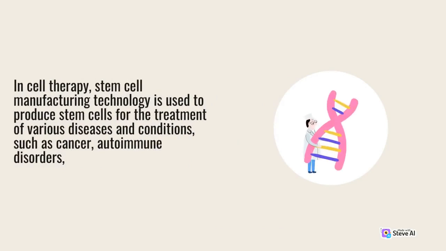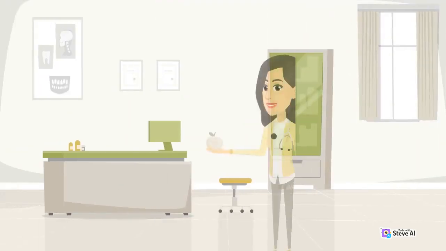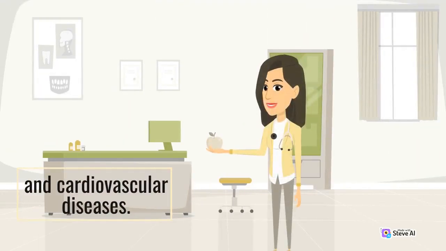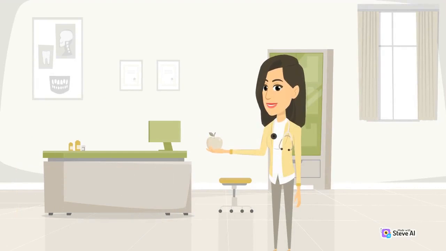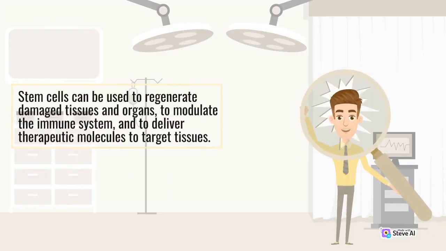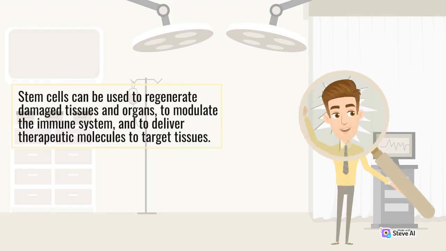In cell therapy, stem cell manufacturing technology is used to produce stem cells for the treatment of various diseases and conditions, such as cancer, autoimmune disorders, and cardiovascular diseases. Stem cells can be used to regenerate damaged tissues and organs, to modulate the immune system, and to deliver therapeutic molecules to target tissues.